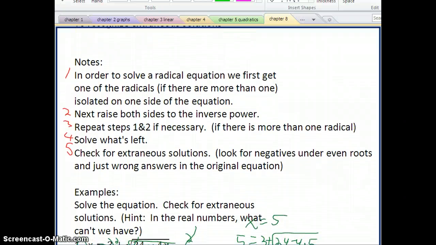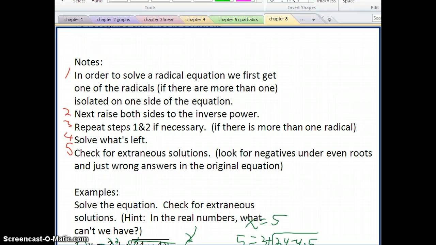The steps to solve a radical equation are here in the notes. It says first thing we want to do is to get one of the radicals isolated on one side of the equation. If there are more than one square root or cube root or other radical, then we just pick one. Step 2, we're going to raise both sides to the inverse power. So if we have a square root, we're going to square both sides. If we're getting rid of a cube root, we're going to cube both sides.